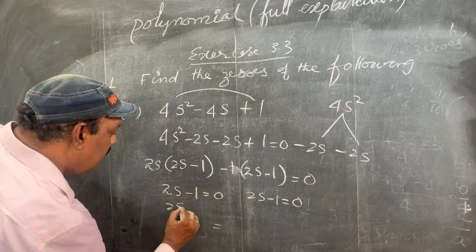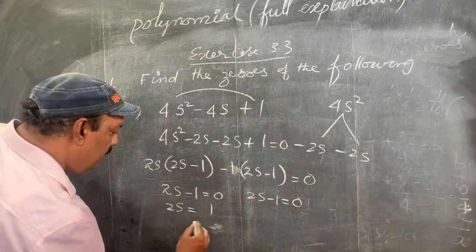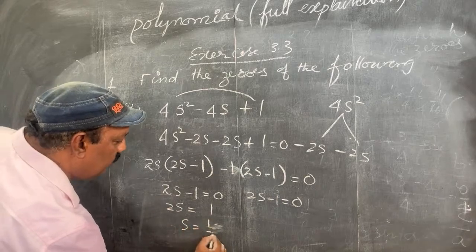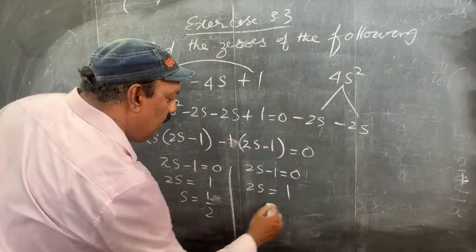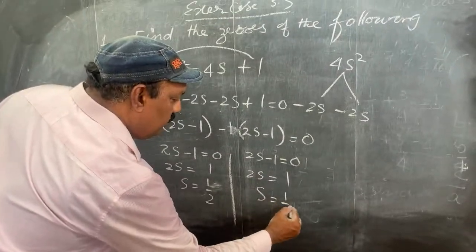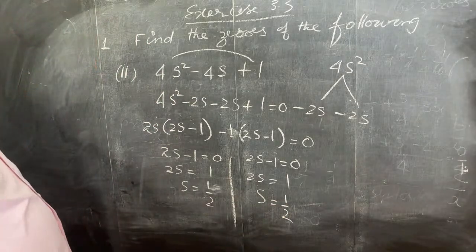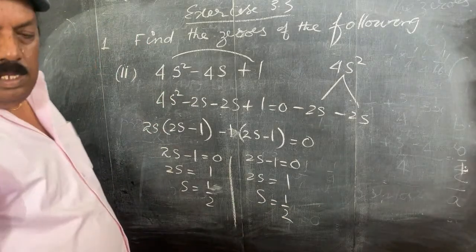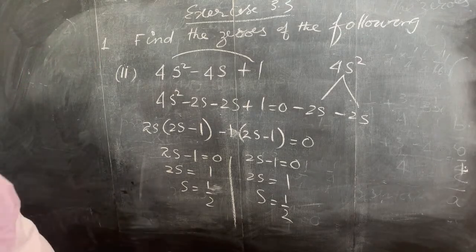So now 2s is equal to 1, 1 will go to the other side, s is equal to 1 by 2. Here also 2s is equal to 1, s is equal to 1 by 2. So the value of s is nothing but 1 by 2. That is one sum, one bit. Now bit number 4.